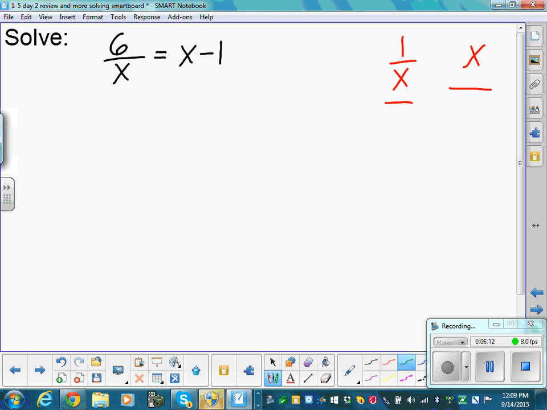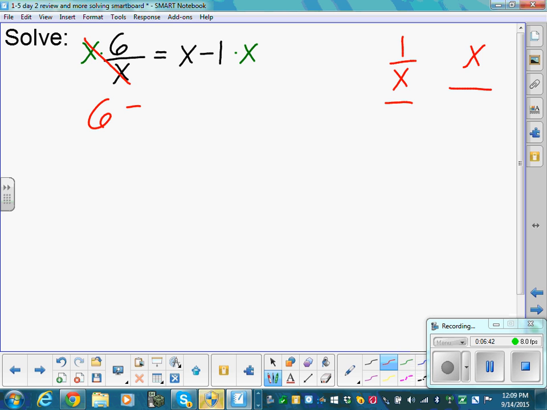Now, notice we have 6 over x. X is in the denominator here. So we're dealing with fractions over here on the left. Well, we can fix fractions by multiplying both sides by what that denominator of that fraction is. Because think about it, guys. If we multiply both sides by x, then over here on the left, x over x is x divided by x. Anything divided by itself is a 1. So that divides out and becomes a 1, leaving me with 6.